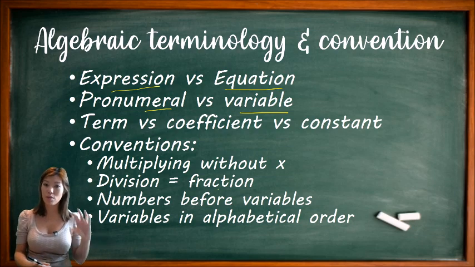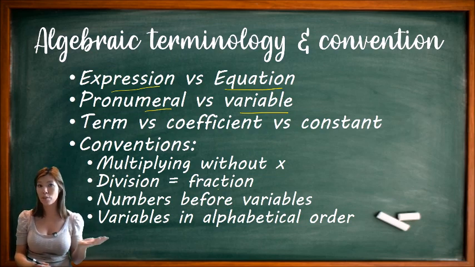Then we did terms, which are chunks of things, coefficients, the numbers in front of a variable, and constants, numbers by itself. They could be negative, they could be fractions, but they don't have a pronumeral next to them because they're constant, they don't change.